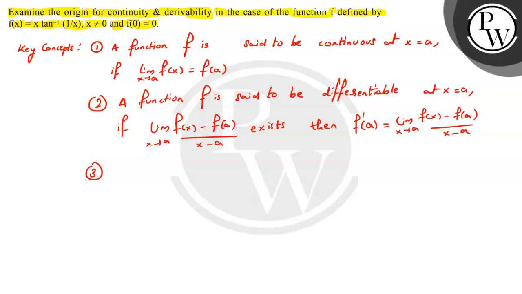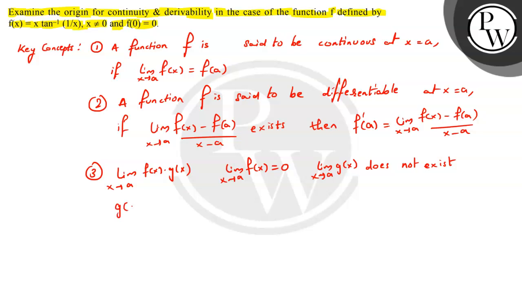The third key concept is, suppose we have a limit of the form limit x tends to a f(x) times g(x), where limit x tends to a f(x) goes to 0, but limit x tends to a g(x) does not exist. But we are given that function g(x) is a bounded function. Then limit x tends to a f(x) times g(x) is equal to 0.